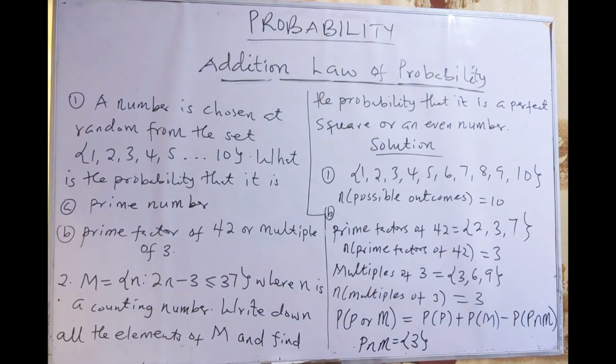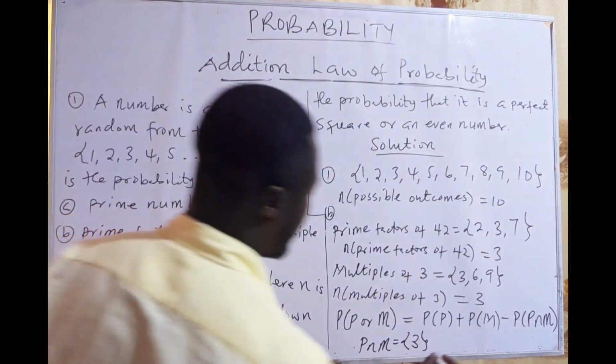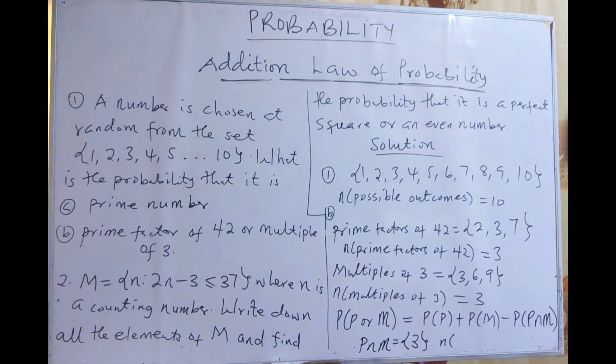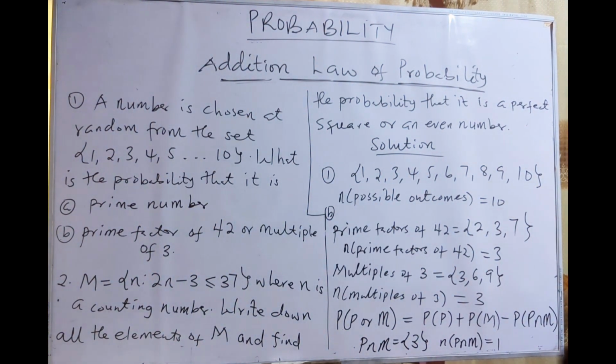So we have only 3 to be the intersection. Okay, so our number of prime factors of 42 intersection multiples of 3 is what? Is only 1. So we have only 1. Okay, just 1. So the number of prime factors of 42 intersection multiples of 3 is just 1.